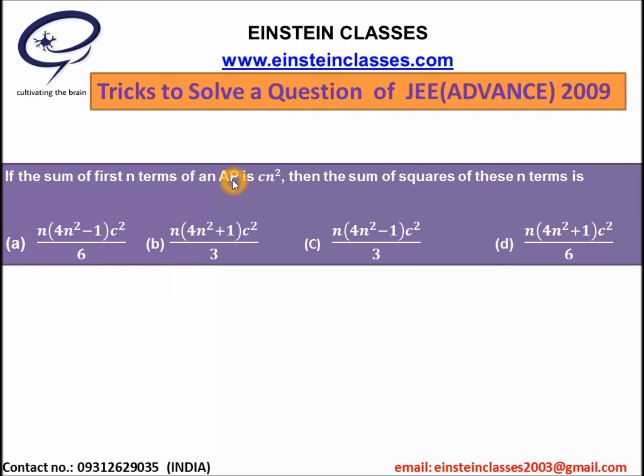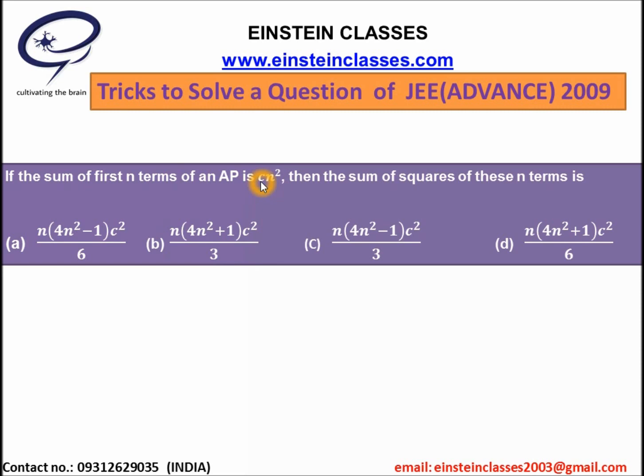If the sum of the first n terms of an AP is Cn², then we have to find the sum of the squares of these n terms. What is the basic approach? We know that the sum up to the first term of any sequence is itself the first term. Then the first term of the AP will simply be C, by putting n equal to 1.